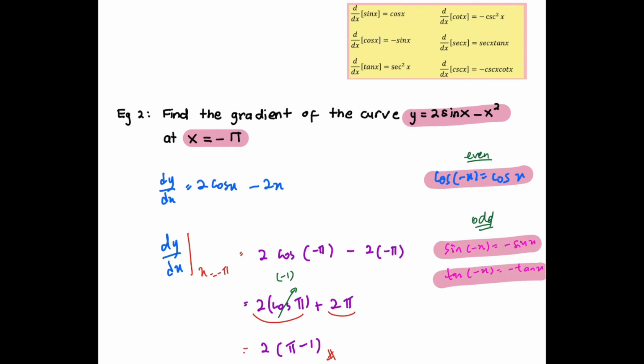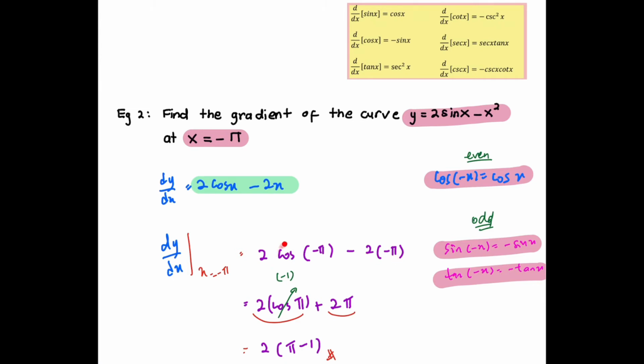So this is the value of dy over dx. Next, we need to fill in at the value of x is negative pi. What is the answer? So dy over dx, when your x is equal to negative pi, whenever you see x, let's substitute with negative pi. So you will have 2 cos negative pi minus 2 pi.